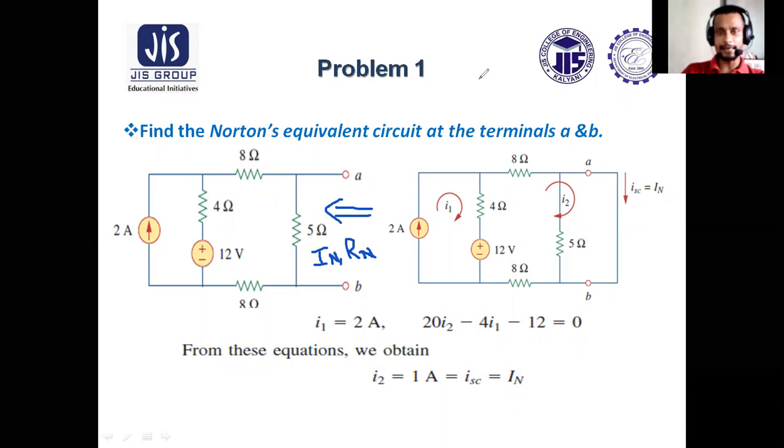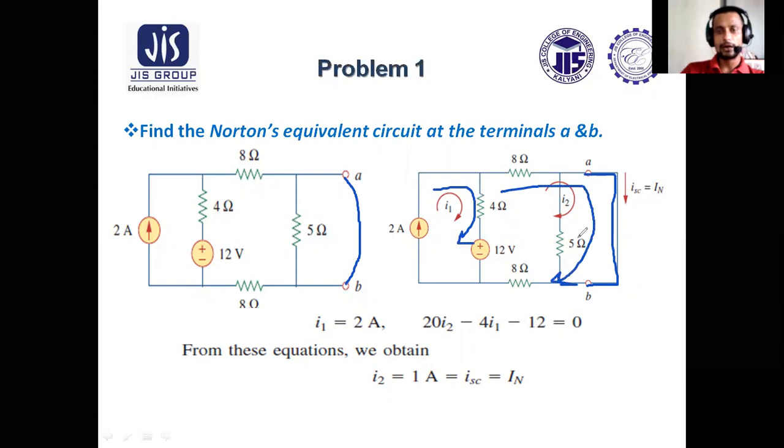To find IN, first we need to short this. So here we have shorted this. Now we have applied mesh analysis. We have considered these two loops, one loop 1 and this is the loop 2. Now why did we consider this outer loop? Why did we consider this outer loop?